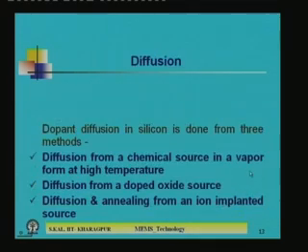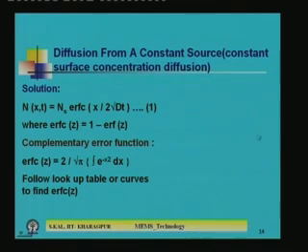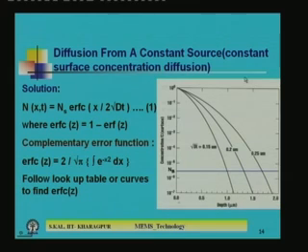Okay. Now, I will discuss diffusion. So, diffusion in silicon is done by three methods. What are the three methods? Diffusion from a chemical source in vapor form at high temperature, diffusion from a doped oxide source, and diffusion and annealing from an ion implanted source. These are the three techniques which are used for diffusion of impurity into the silicon. And there are two kinds of diffusion.